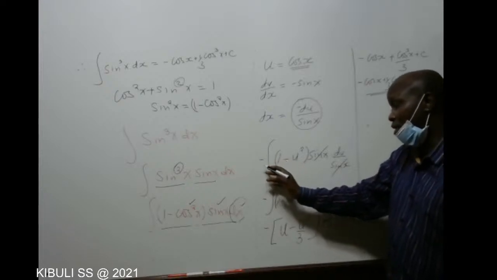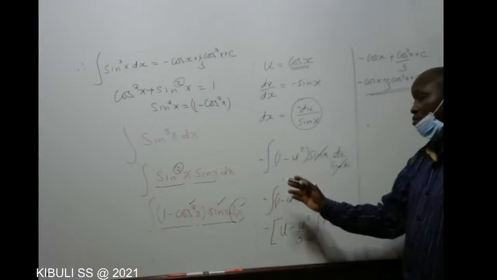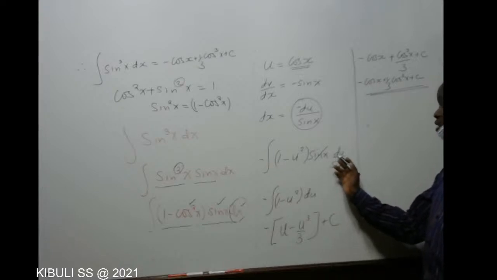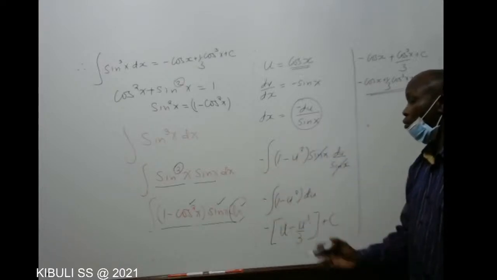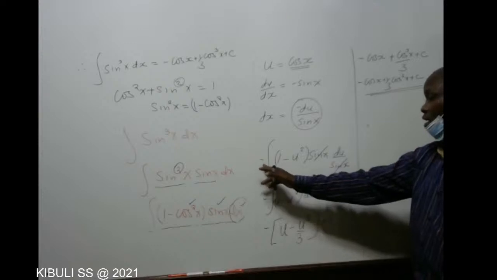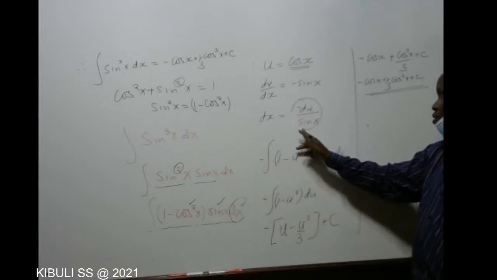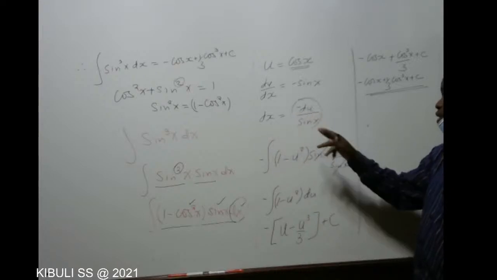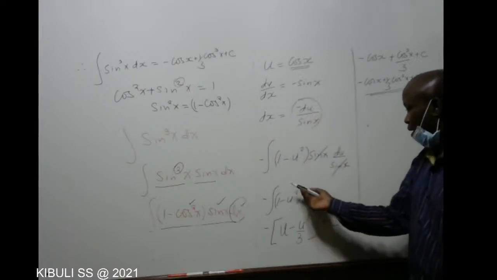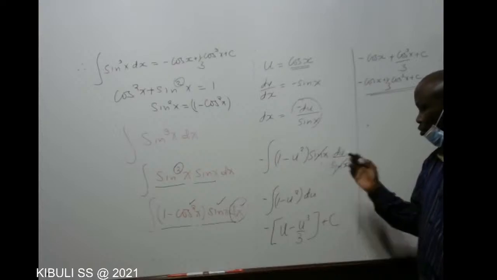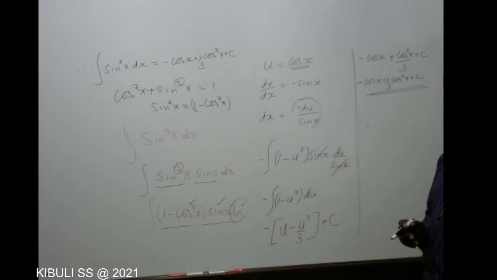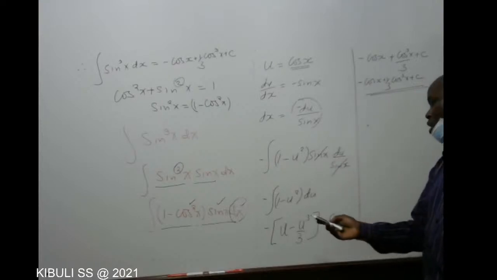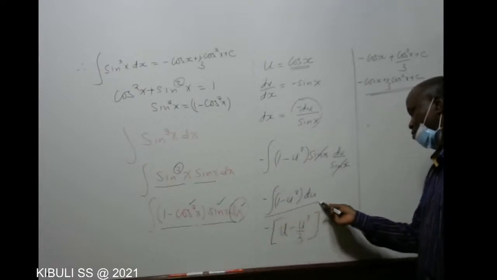The negative becomes a multiple of the whole equation, so I will have to bring the negative out of the integral sign. This negative is a result of having dx as negative du over sine x. So this means the sine x will not survive. And finally, we shall have that.